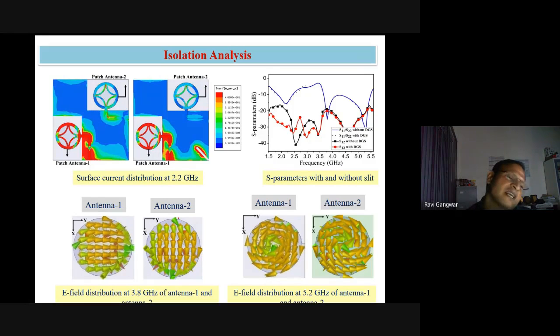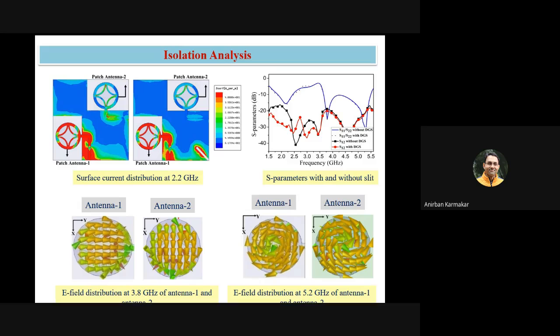Like my students are much more convenient on the HFSS, but I am much more convenient on the CST. I am able to get a better result in CST, but my students are able to get it in the HFSS. So we are verifying both software at the same time. Whatever design we are producing, we are verifying with the CST as well as HFSS.